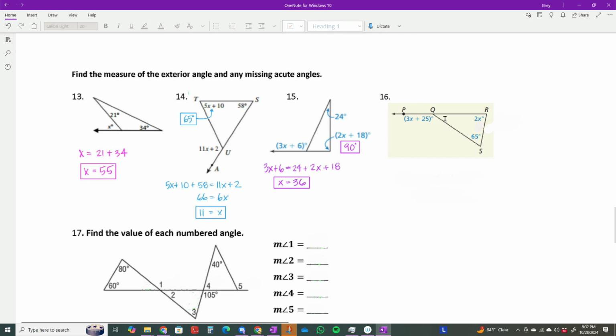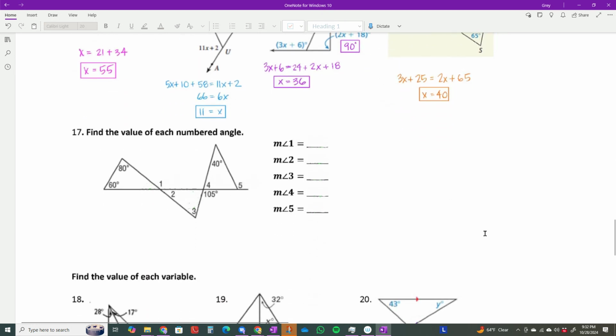All right, number 16. Here's my exterior. Here are my two remote interior. So I'm going to say that my exterior, 3x plus 25, equals 2x plus 65. Collect my x's on the left and take the 25 to the other side. I'm going to get x equals 40. And I'm going to plug that in. 2 times 40 is, of course, 80. So this angle is 80 degrees.